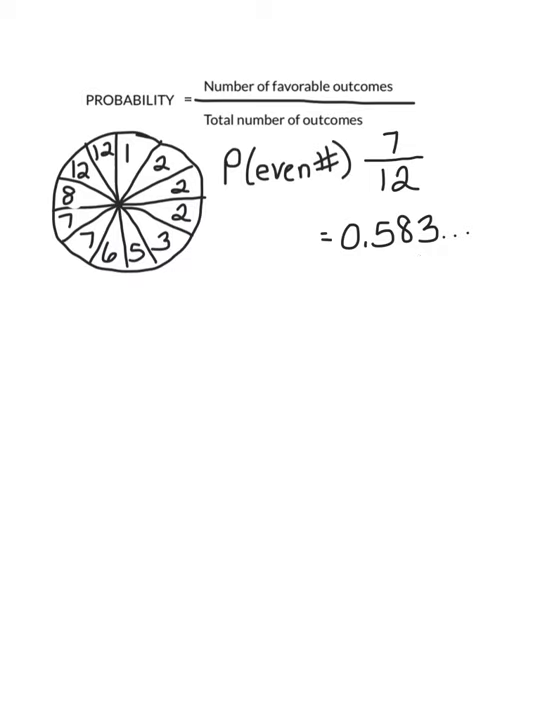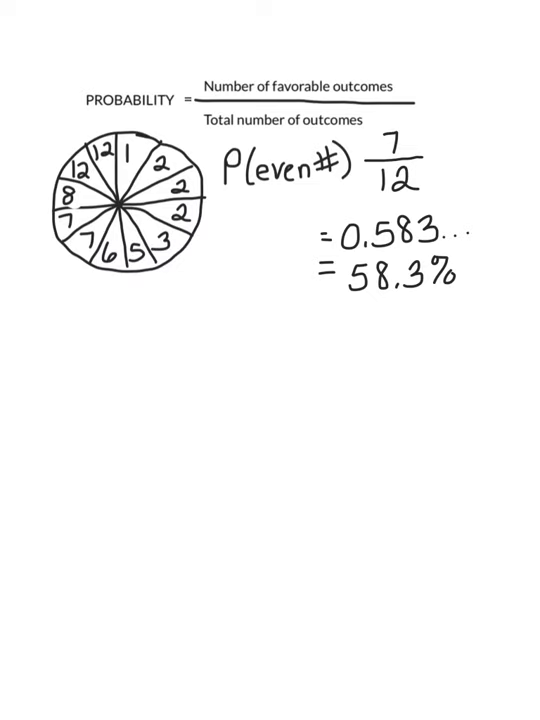Now, if it says to write this as a percent, I would then just move the decimal point 2 places to the right. So my percent would be 58.3 repeating percent. I'm going to round it to the nearest tenth and be done with it. That way I have a nice, neat answer. And that's it. That's how we do probability. Remember, the capital P stands for find the probability of.